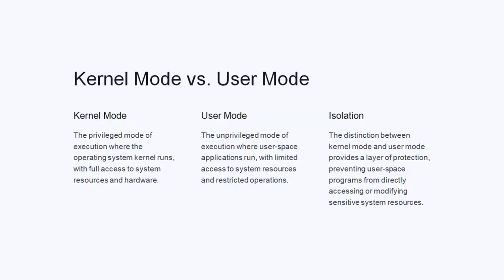Now we are going to learn about the difference between the kernel mode and user mode. Kernel mode. In this mode, the CPU has unrestricted access to all the system resources. This is where an operating system kernel operates. User mode. Here the CPU has restricted access, preventing the user application from directly accessing the critical system resources. This isolation helps protect the system from malicious and faulty applications.